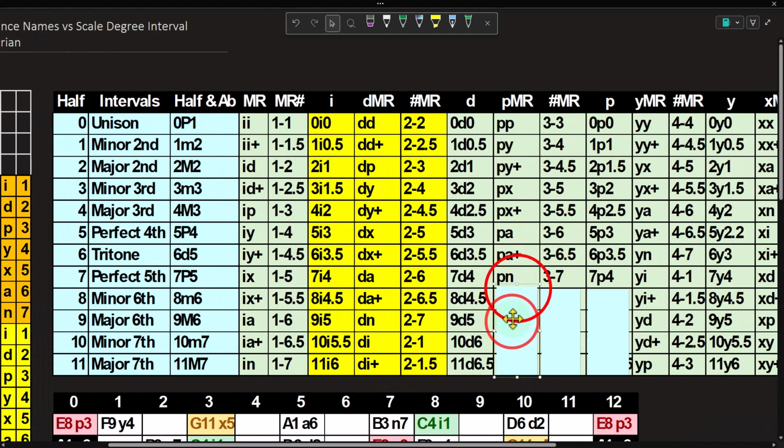All right, next one. We have a PI modal range, Phrygian to Ionian. That's a 3-1 modal range. That's going to be a distance.